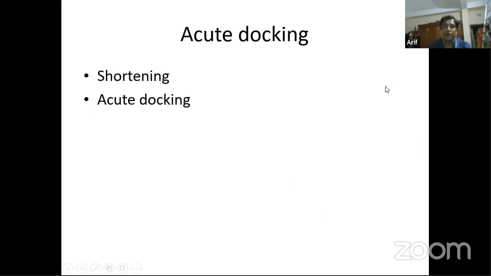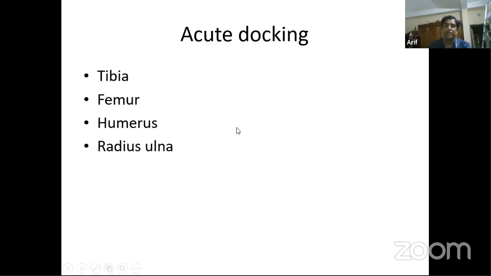And now, what is acute docking? Acute docking is a very much practiced phenomenon in our clinical practice. What is the safe limit? Shortening and acute docking. And sometimes there is a very good combination of acute docking and shortening to make the bone contact and to decrease the soft tissue problems. What is the safe limit today? I will tell you the clinical range of safe limit for tibia, femur, humerus, and ulna without losing any functional impact.